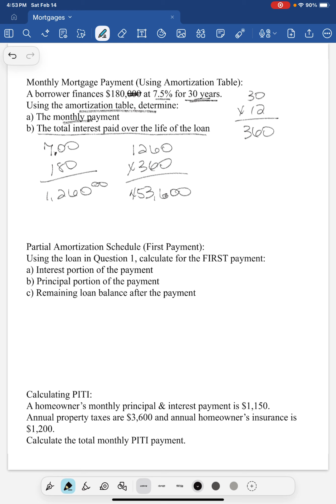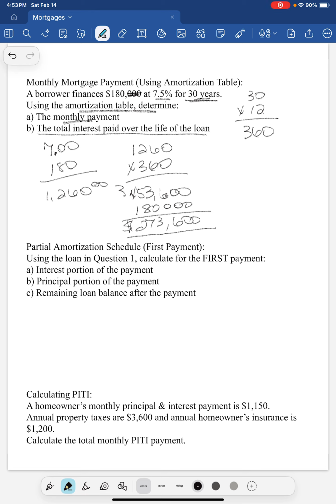So what we do to figure out how much of that was interest is we subtract the principal, and you are correct, the interest is more than the principal. The total interest paid on this loan was $273,600. So yes, more than the principal. So that is something, again, to consider. That's the total interest paid over the life of the loan. And that is how you can determine all of that.